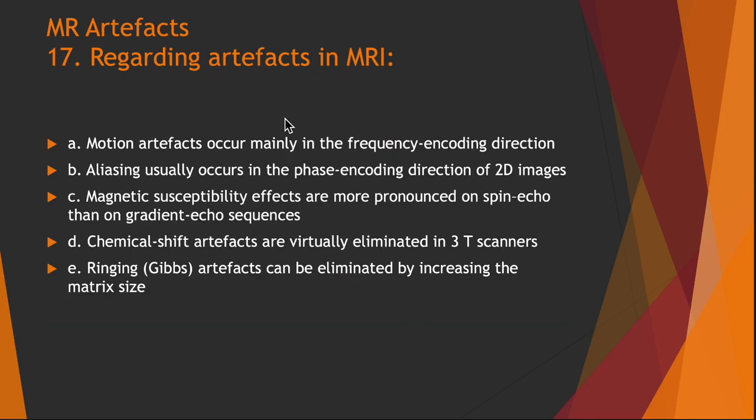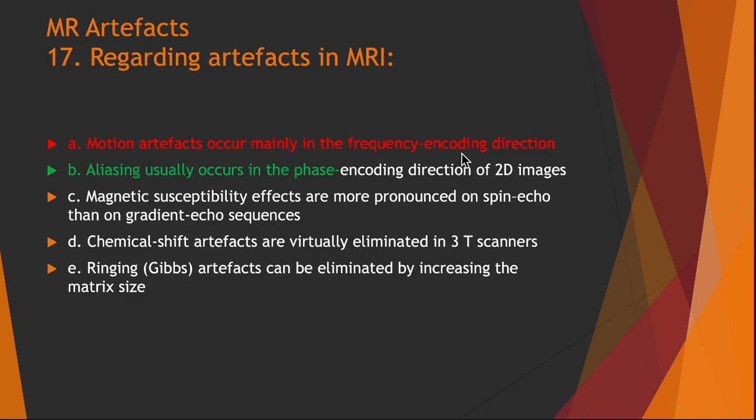Regarding artifacts in MRI, motion artifacts occur mainly in frequency encoding direction. You have to remember this, that no, it happens in phase encoding direction. So the statement is false. Aliasing occurs in phase encoding direction in 2D. Again, it is true because just like motion artifacts, aliasing also occurs more in the phase encoding direction.